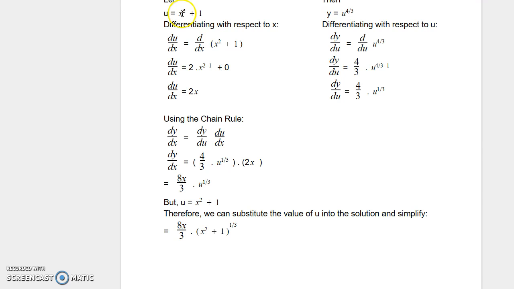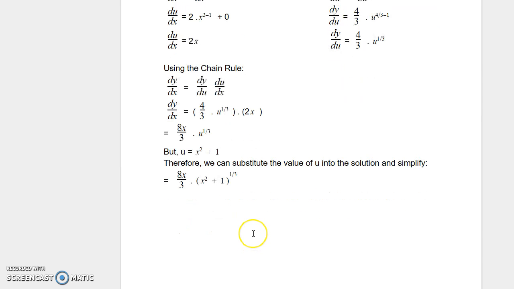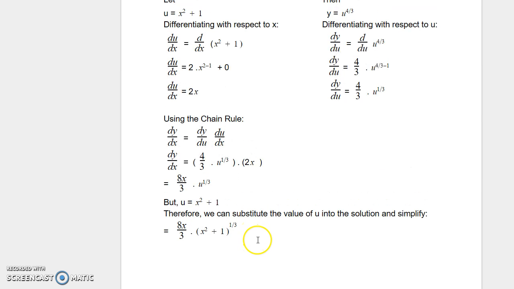But we said u is x squared plus 1. So wherever we see u, we're going to substitute x squared plus 1. Therefore, when we simplify it further, it's going to look like this: 8x over 3 times (x squared plus 1), the whole thing raised to the power of 1 over 3. And this is our solution. This is how we're going to use the chain rule to solve example problems.